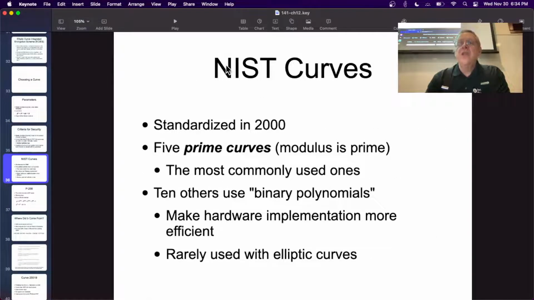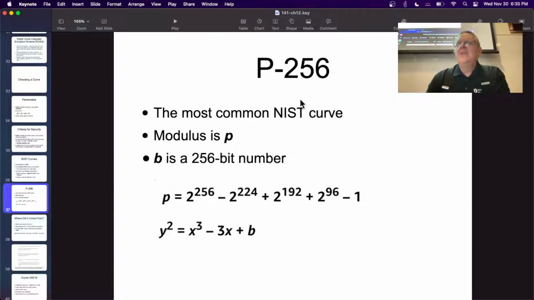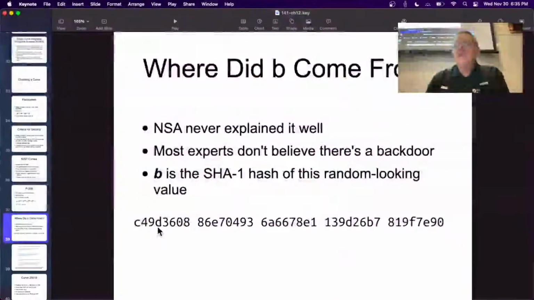So the National Institute of Standards standardized this in 2000. They have 5 prime curves. These are the most commonly used ones. There are 10 others that are rarely used. And the most common one is P256. The modulus is P, this number, 2 to the 256 minus a few numbers. And it's this equation. There's a 3 here. And B is some long 256-bit number. And what B is, you take this number and you calculate the SHA-1 hash of it. And they will not explain why they did it.